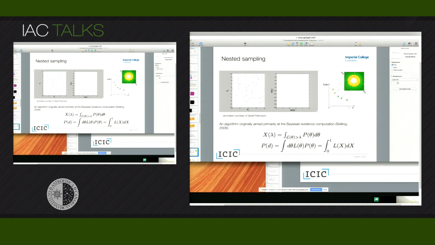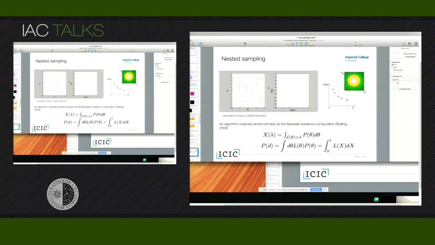Here I'm going to show you a little movie where nested sampling works by throwing down a number of points, a number of live points, as they are called, randomly in the prior box, which is this square here. Then you evaluate the likelihood at each one of those points, and you pick the point that has got the lowest likelihood.